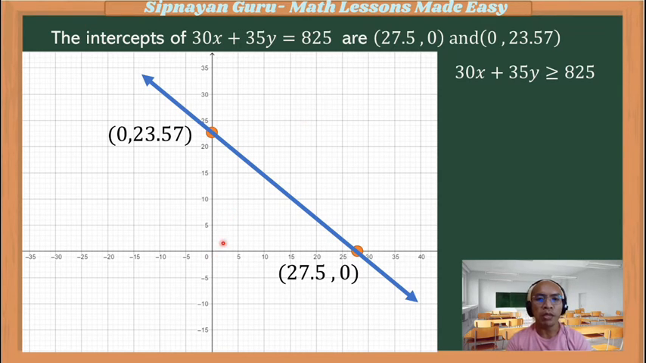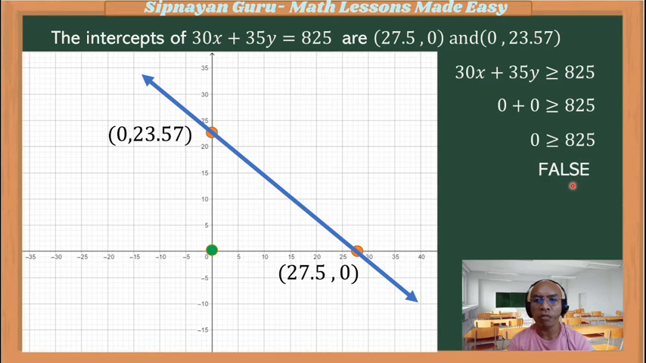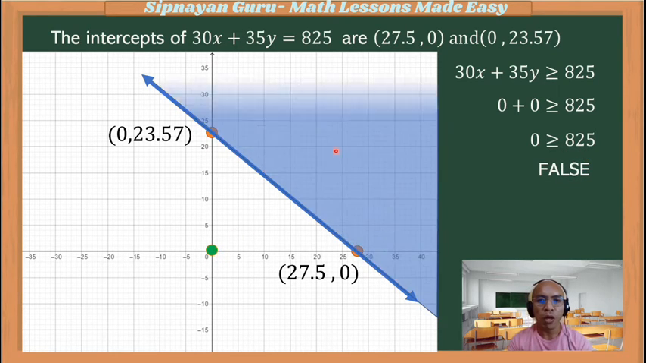So we will determine which region will satisfy the given inequality using the test point, which is the origin. So if this will be 0, so this would be 0, then 0 is greater than or equal to 825. So this statement is false. So therefore, we will shade the other region. The points that can be located here are the combinations of the possible schedule of Ben so that he can earn at least 825.